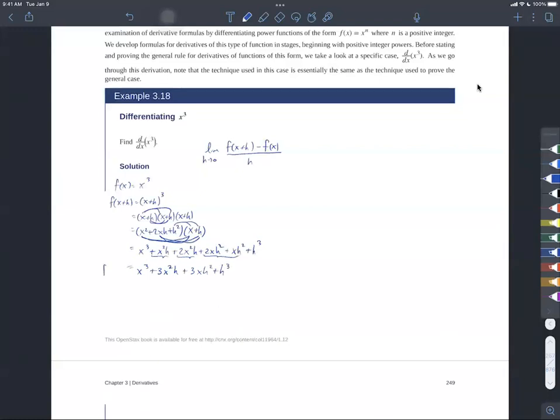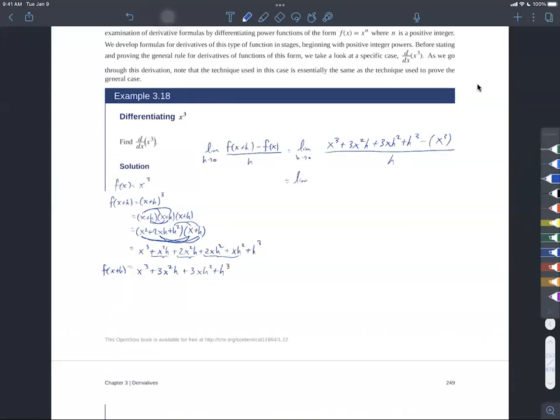Okay, so now we're ready. We have f of x plus h here. And we can plug into our limit. The limit as h approaches 0 of f of x plus h, that is x cubed plus 3x squared h plus 3xh squared plus h cubed, minus f of x. f of x is x cubed, divided by h. Okay, so then we can simplify this.